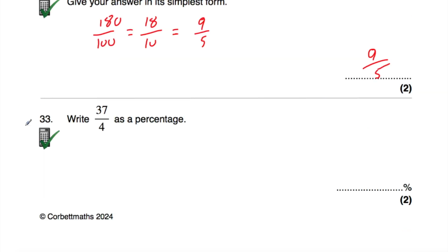Okay, let's have a look at our next question, question number 33. Question number 33 says, write 37 quarters as a percentage.